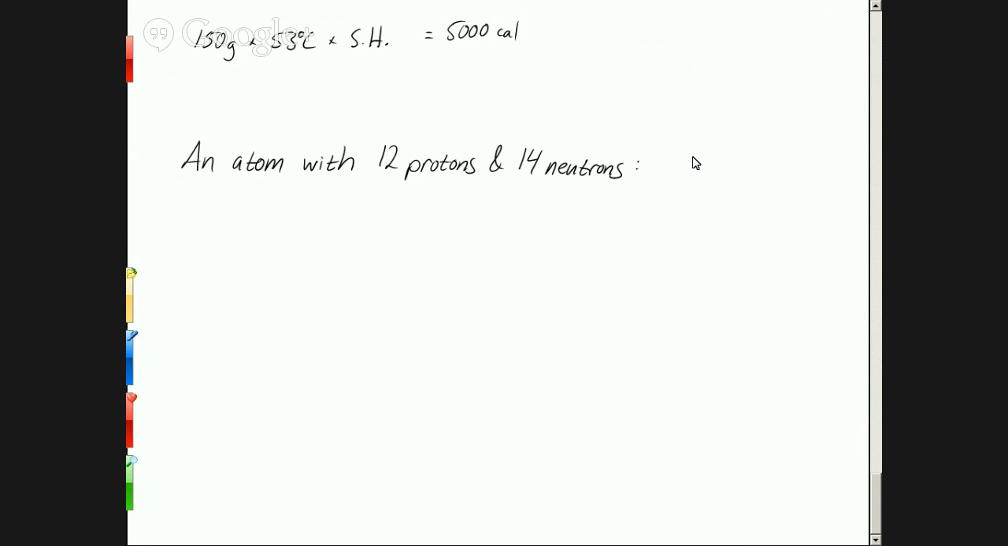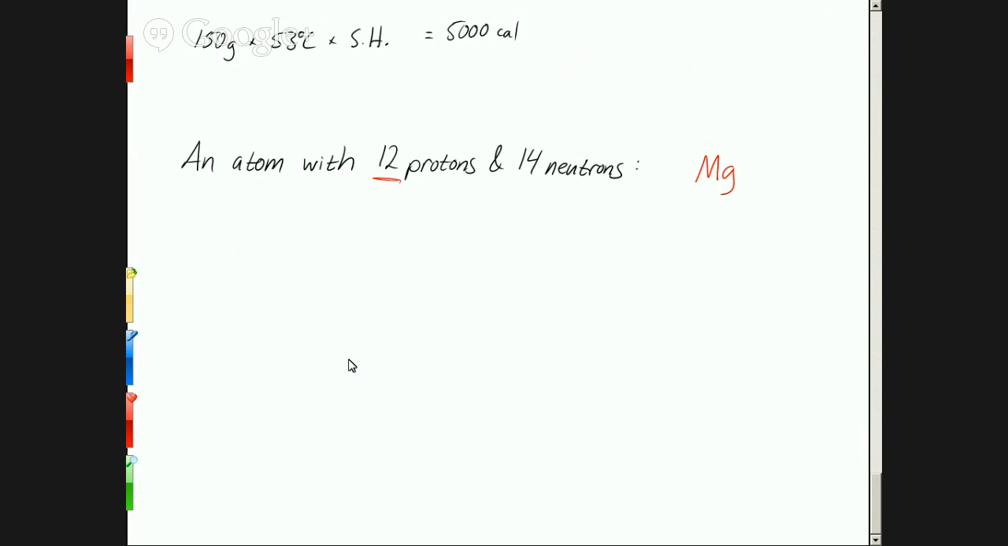Everybody okay with that? Whatever the 12 is, the number of protons is the atomic number, which indicates what element the atom is. So this should be magnesium, because the number of protons gives us the atomic number, not the total number.